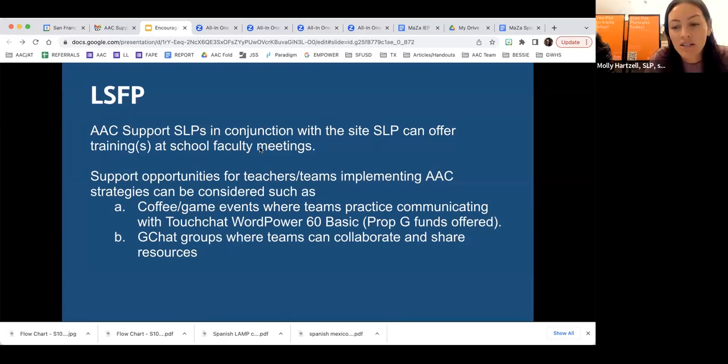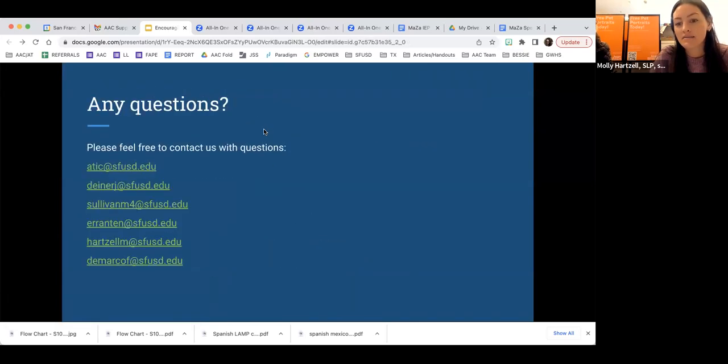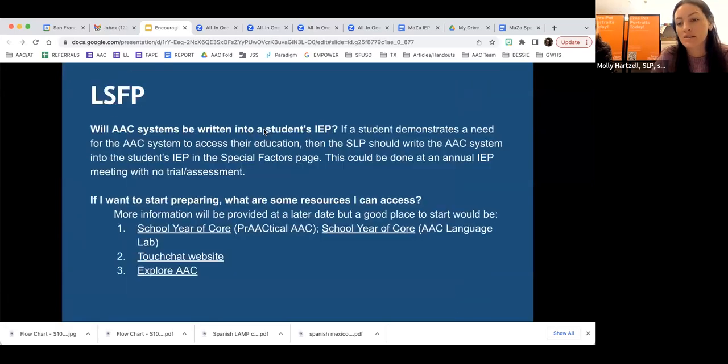There's a question in the chat. Is TouchChat on Clever? Unfortunately, it's not. It's only available on iPads. And it's pretty expensive, so I wouldn't recommend downloading it yourself, unless you wanted to get the free version, which doesn't have voice output, but you could still use it to model for your students or to learn the app and the location of the words.